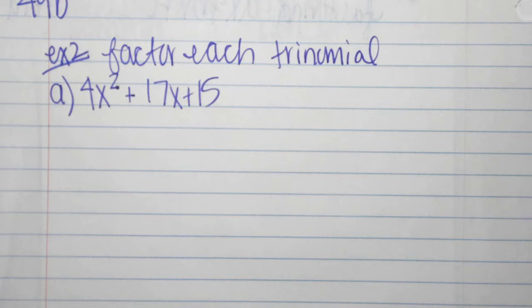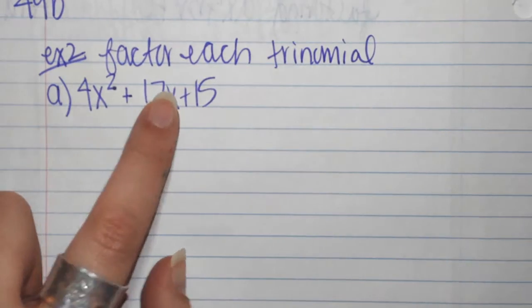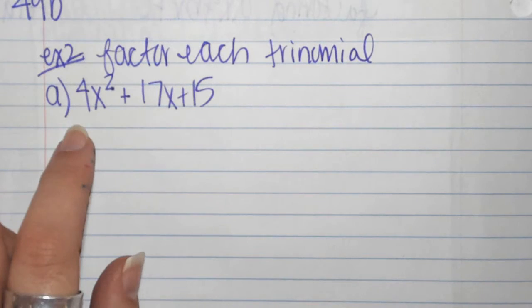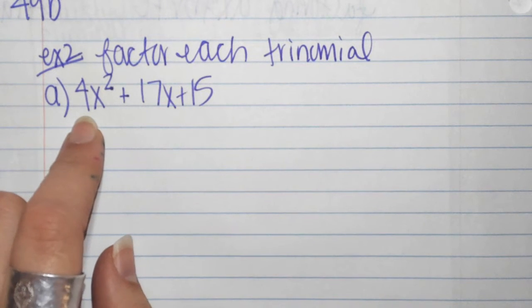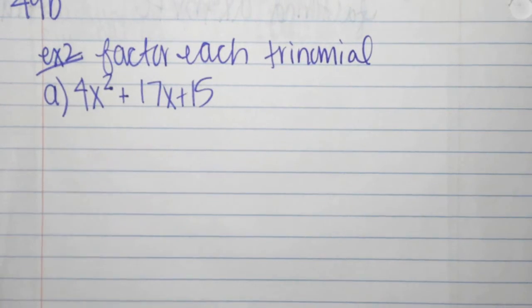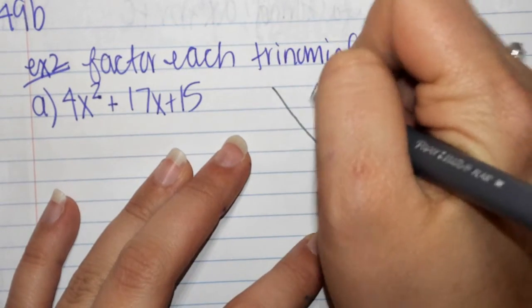Now, each time you do this, you're going to walk through the steps. The first thing you do is look to see if there's a greatest common factor. Is there a greatest common factor of 4, 17, and 15? No. Then you look and see if A equals 1. Does A equal 1? Nope, so you can't do the easy method. So now we're going to go to the star. Everybody please draw a star.